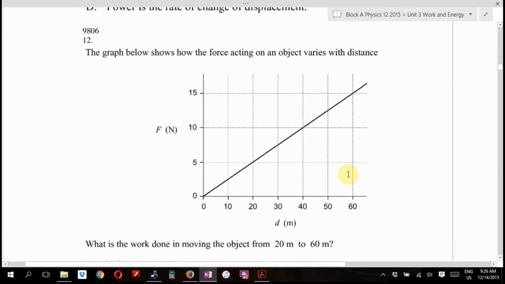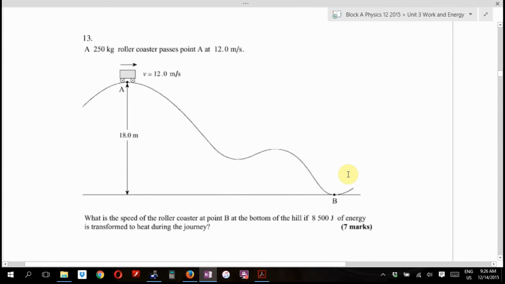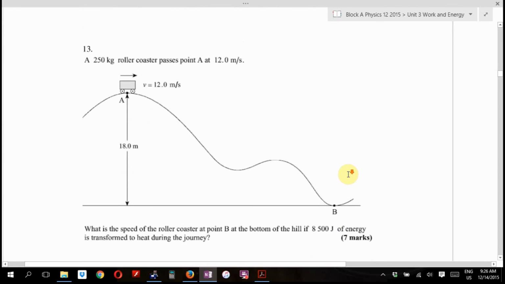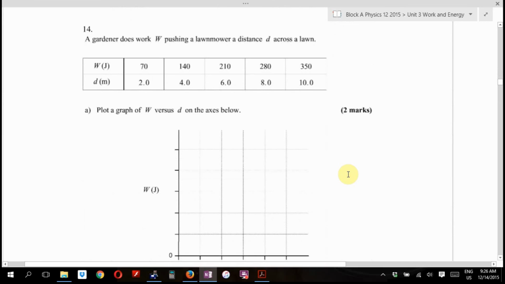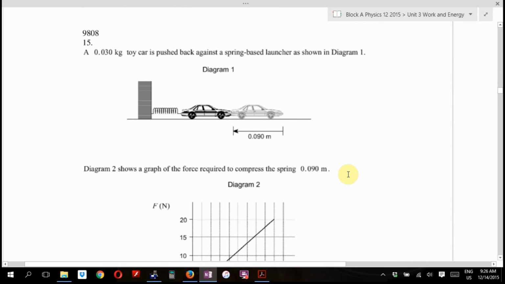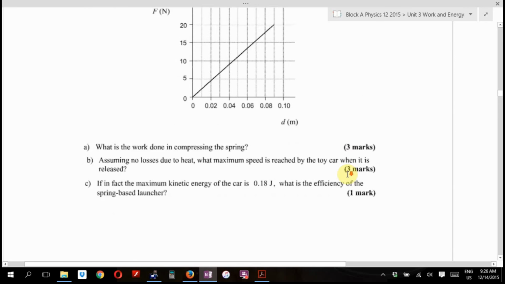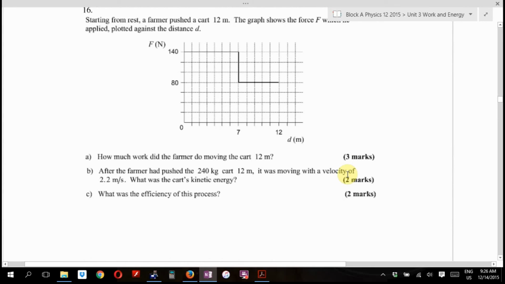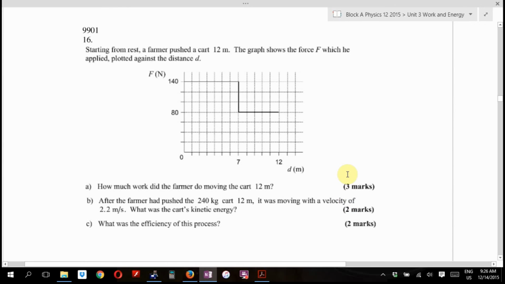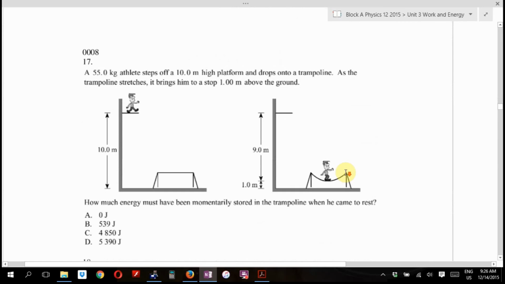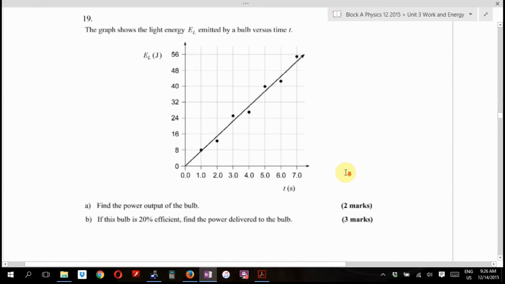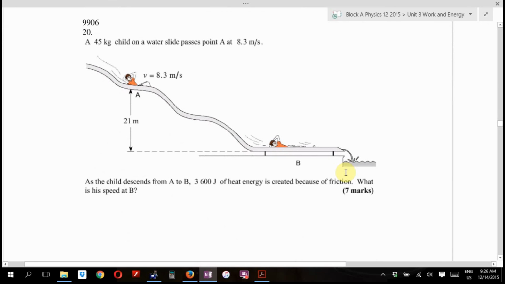I like number 12. Love number 13, it's a roller coaster. I like number 15. I like number 16. So these are examples of how I might give you a graph and have you do something with it. I like number 20, oh, water slides. Those are fun.